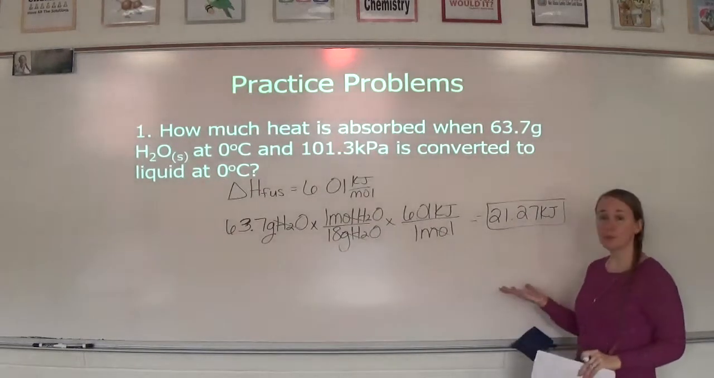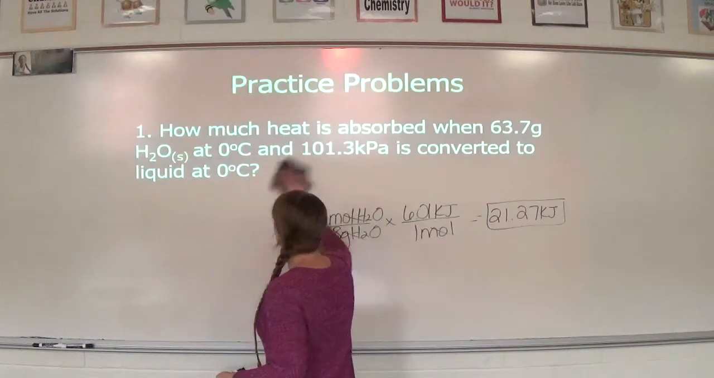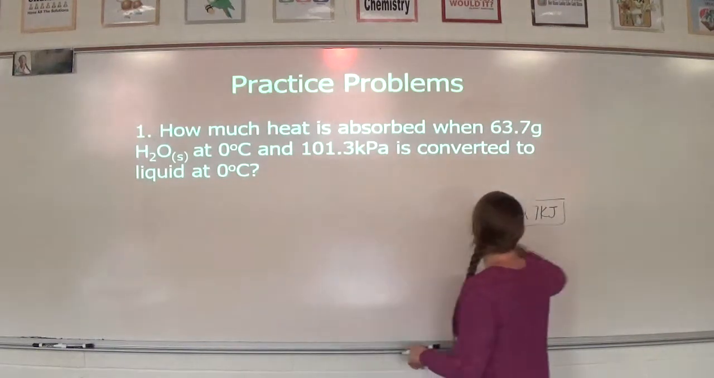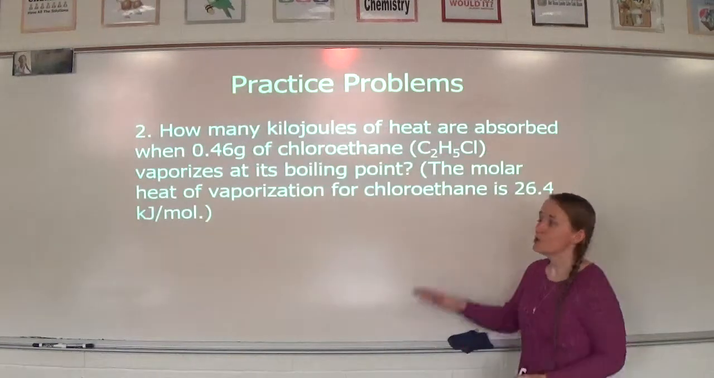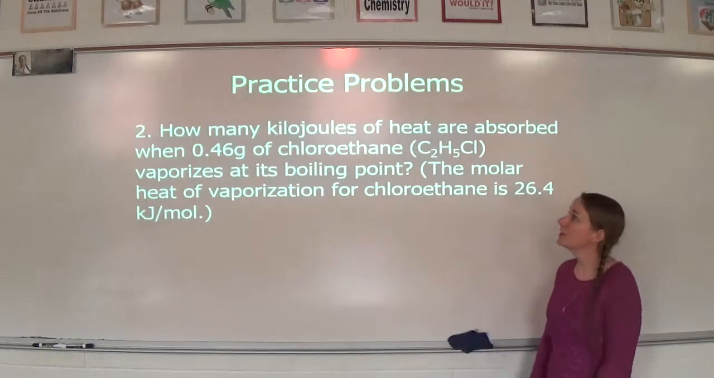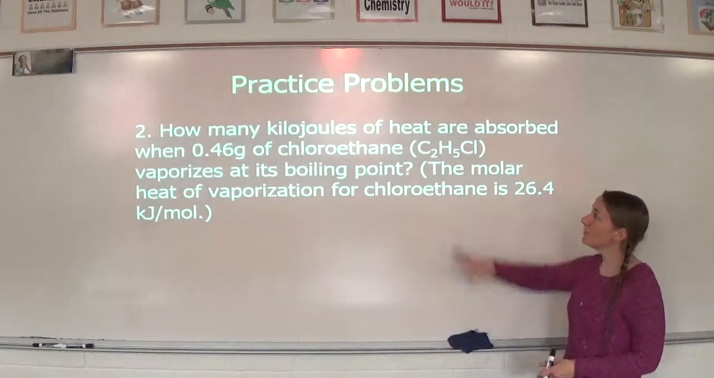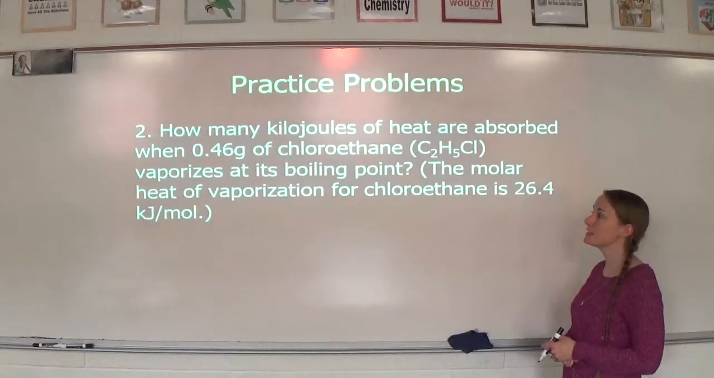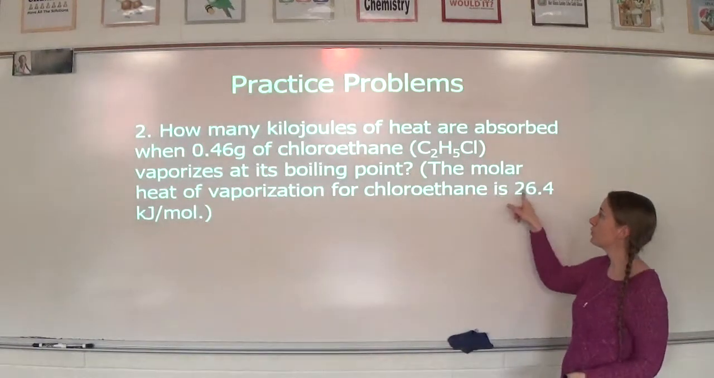Alright, so let's see if you're really catching on. I'm going to let you try the next one. Let's erase this one. Just pause the video real quick, try it on your own, and then we'll try it together. It says, how many kilojoules of heat are absorbed when 0.46 grams of chloroethane, there's your formula, vaporizes at its boiling point? Here I just went ahead and told you what delta H of vaporization for chloroethane is.